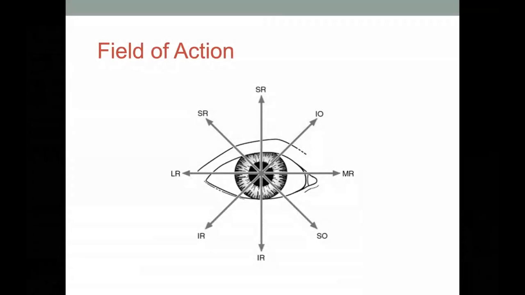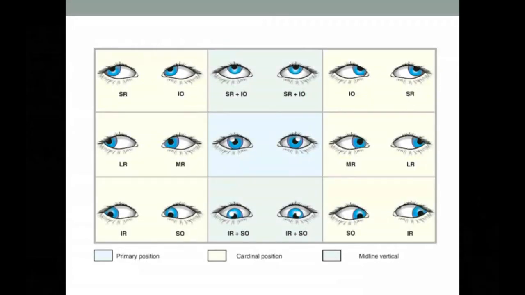So when you look at your positions of gaze, this is just what that's saying. If you look at the upper left-hand corner, you'll see that the superior rectus is moving that eye up and out, and the inferior rectus is moving the contralateral eye up and in. And you just spend some time and review this slide.